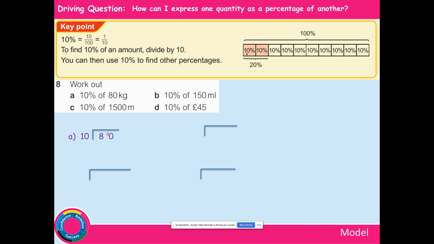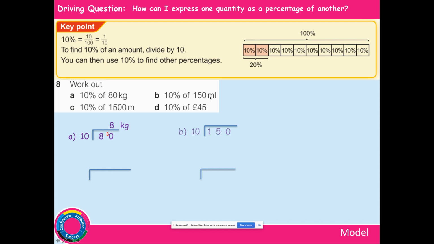10 into 8 doesn't go, so the remainder of 8. 10 into 80 goes 8 times. So 10% of 80 kilograms is 8 kilograms. Okay? Remember, when you divide by 10, you're making it smaller, so the digit moves over to the right one place. So that 8 moves into the 1s, and the 0 falls off.